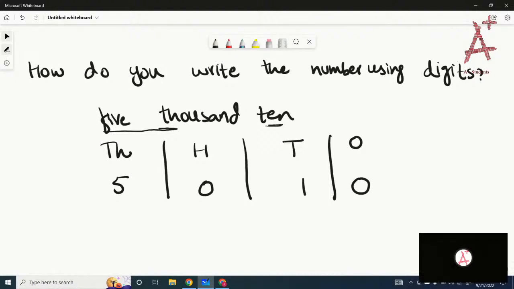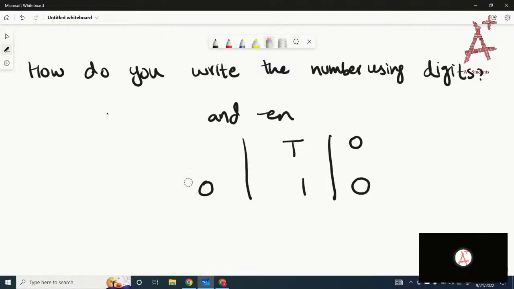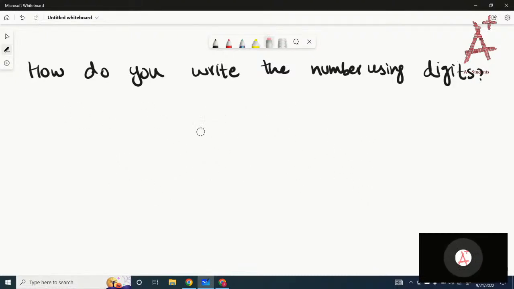Got it? On the top right corner, you have a test button. Just click on the test button so that we can do some practice questions. Okay, let's start with the test. On the test, we have the same questions. Are you following the instructions? Okay, good. The first one is: how do you write this number using digits? And the number is 2098.